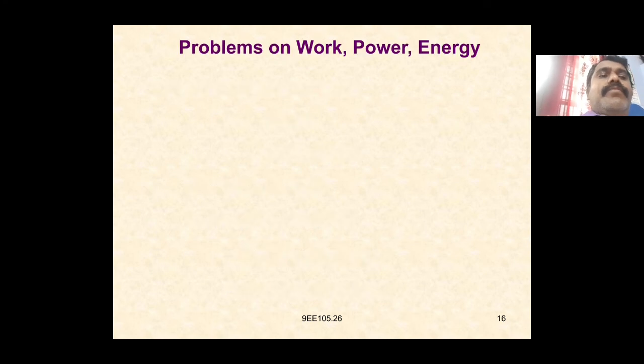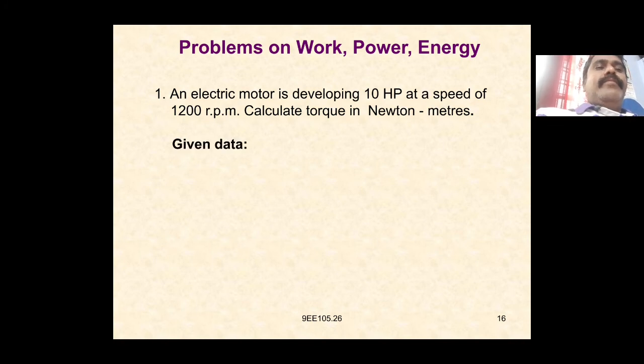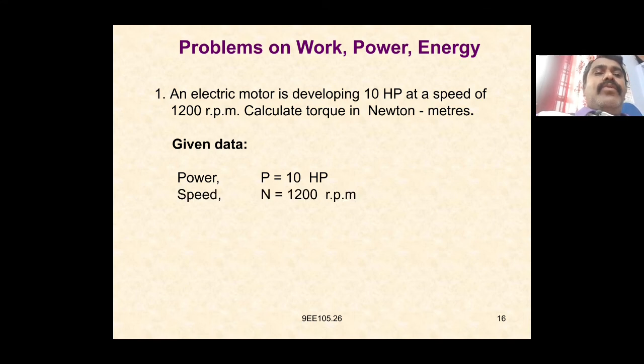So, problems on work, power and energy. An electrical motor is developing 10 HP at a speed of 1200 RPM. Calculate the torque in newton meters. Given that the power, 1 HP is equal to 735.5 watts. Given speed N is equal to 1200 RPM. Torque T we can define as F into R. So given data: P is equal to 10 HP, N is equal to 1200 RPM.